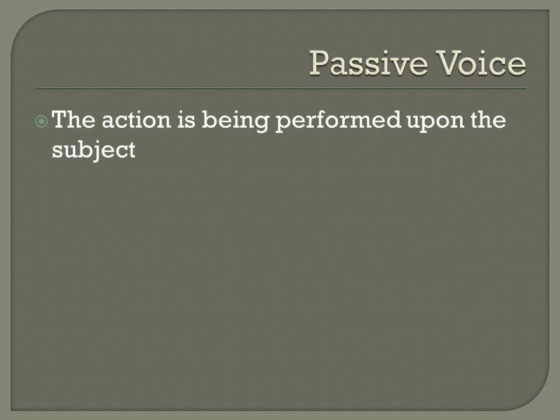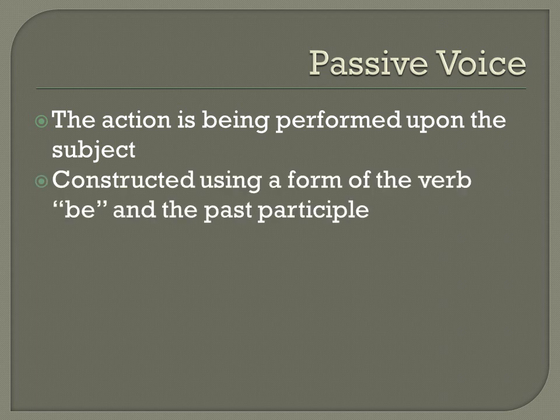The second type of voice is passive voice. In passive voice, the action is being performed upon the subject. So the subject isn't doing the action, it is being done to them. It's constructed using a form of the verb be and the past participle.